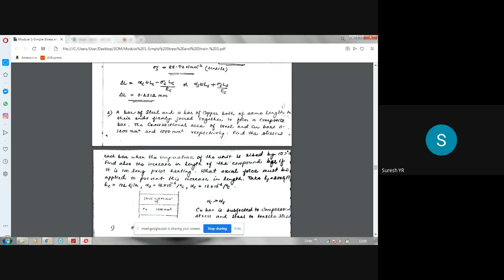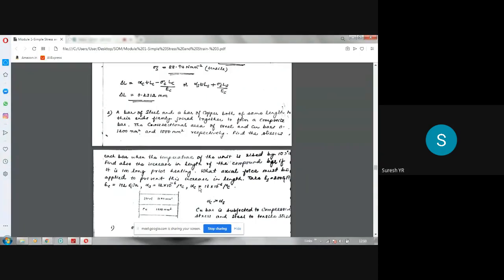So both the bars are of 1 meter length. They are equal, so L_S is equal to L_C. That is the meaning: the length of the steel bar is equal to the length of the copper bar. We have to find the increase in length of the composite bar, that is delta L. Third, what axial force must be applied to prevent this increase in length? Suppose you want to prevent that increase in length or elongation of the bar, what should be the axial force that should be applied to resist it?